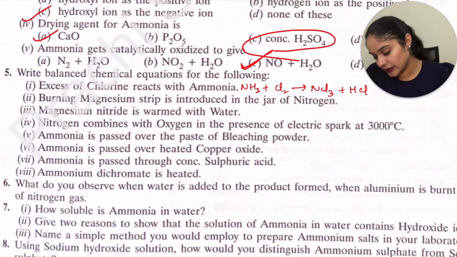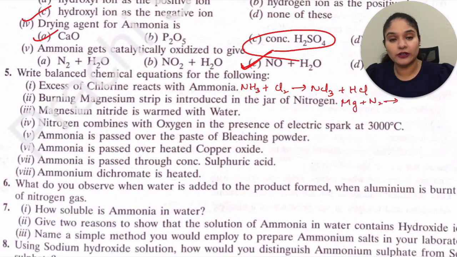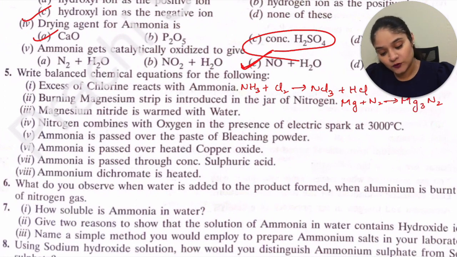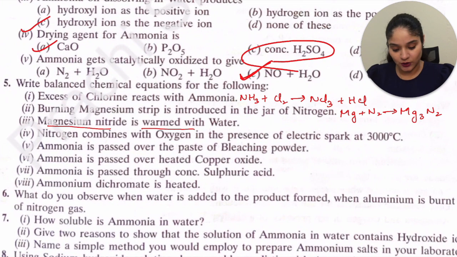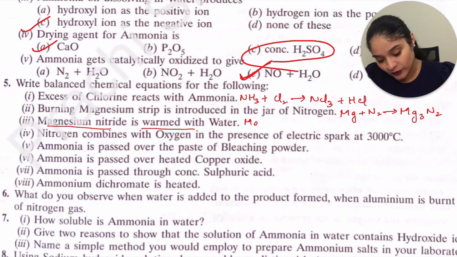Next is a burning magnesium strip introduced in a jar of nitrogen. Magnesium plus nitrogen is reacting, so that will give you magnesium nitride, Mg3N2. The next question says magnesium nitride is warmed with water. The same magnesium nitride, Mg3N2, is reacting with water.